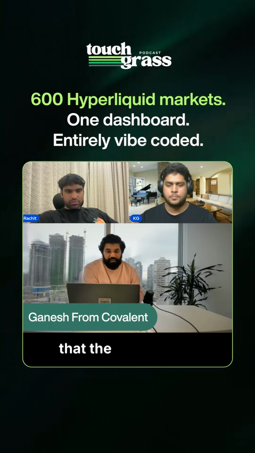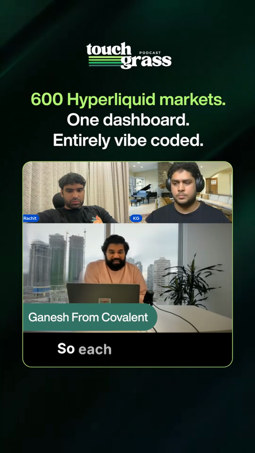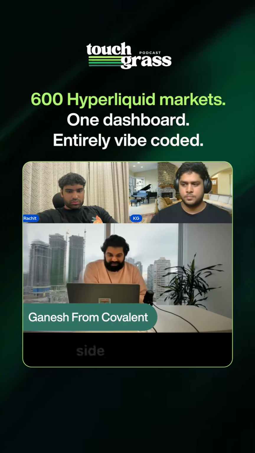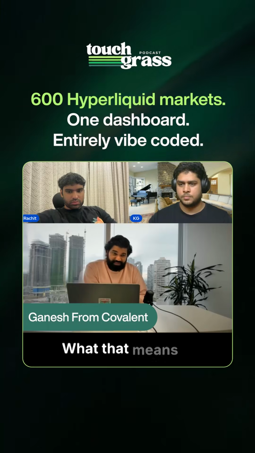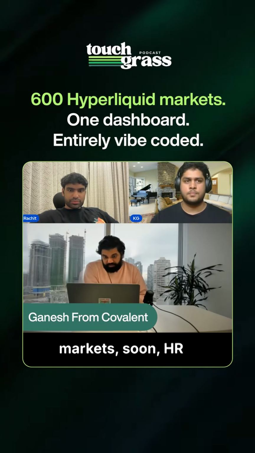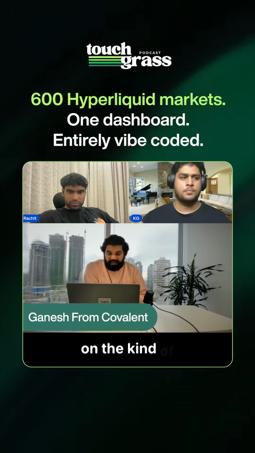First is that the markets are all sorted. There are about 600 markets on Hyperliquid. Each market type is a bit different on the infrastructure, on the data side, and so on. So we unified all of that. What that means is that HIP3 markets, spot markets, perp markets, soon HIP4 markets, they're all neatly laid out, and there's a sub navigation bar on the kind of asset it is.